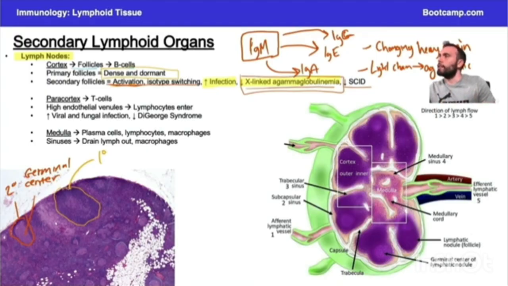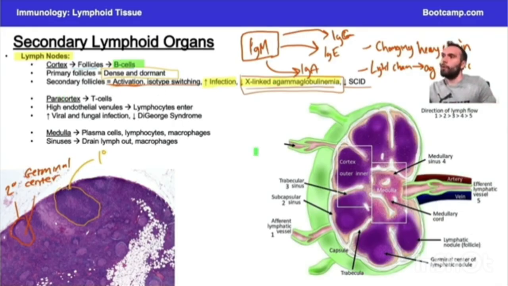Again, big point here, follicles, B cells, germinal centers are going to be very classic for activated B cells likely undergoing isotype switching. Classically going to see more of this in the setting of an infection, less of this with diseases that prevent B cell maturation.